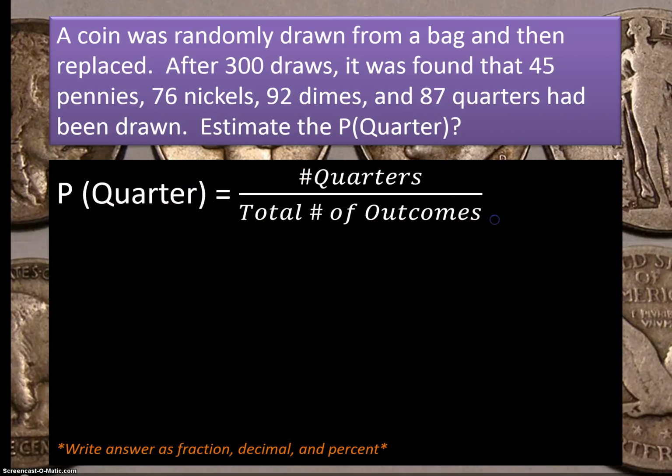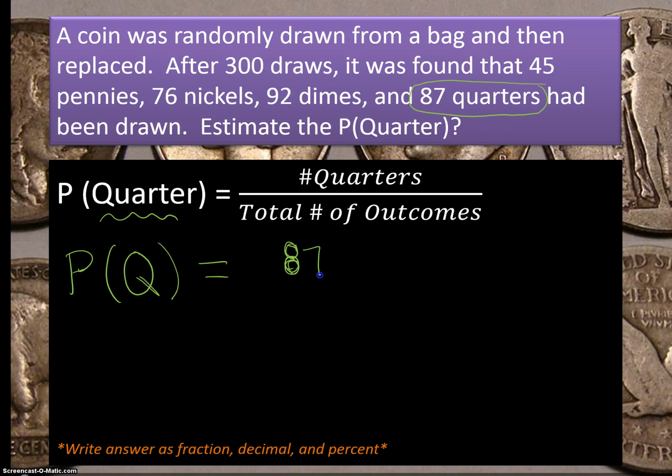So, same setup. We have to figure out the probability of the quarter. So I take the number of quarters out of the total number of outcomes. So my probability of a quarter, I'm going to abbreviate quarter, I hope you don't mind, with a capital Q. You could write it out, probably be more accurate. The number of quarters in this bag that were drawn were 87. Now we don't know if there's actually 87 in there because based on the experiment we drew a quarter 87 times. This is a relative frequency, 87 times out of 300. So 87 out of 300.